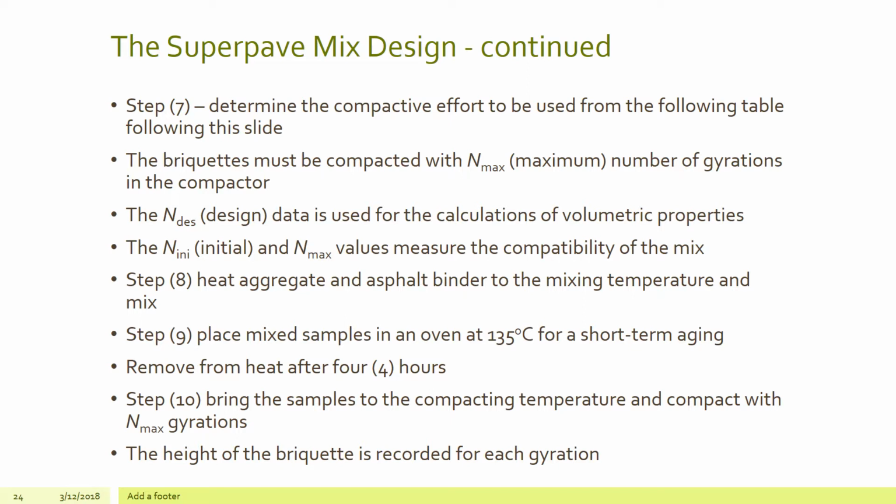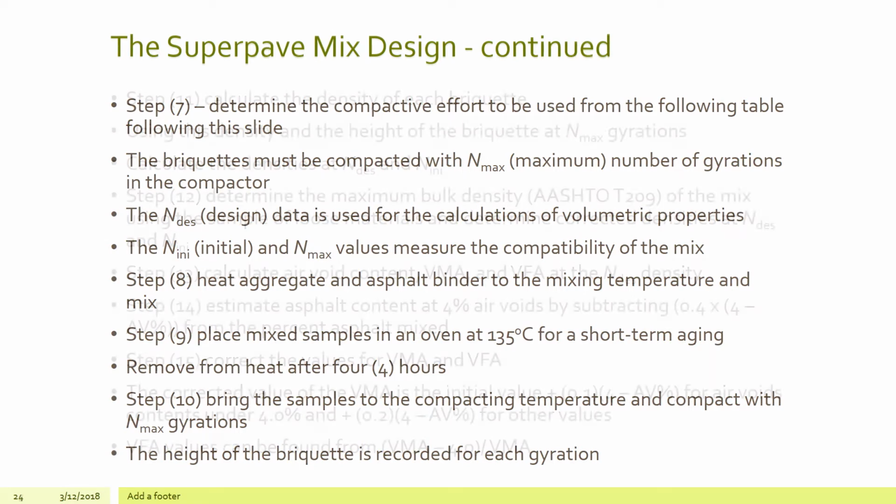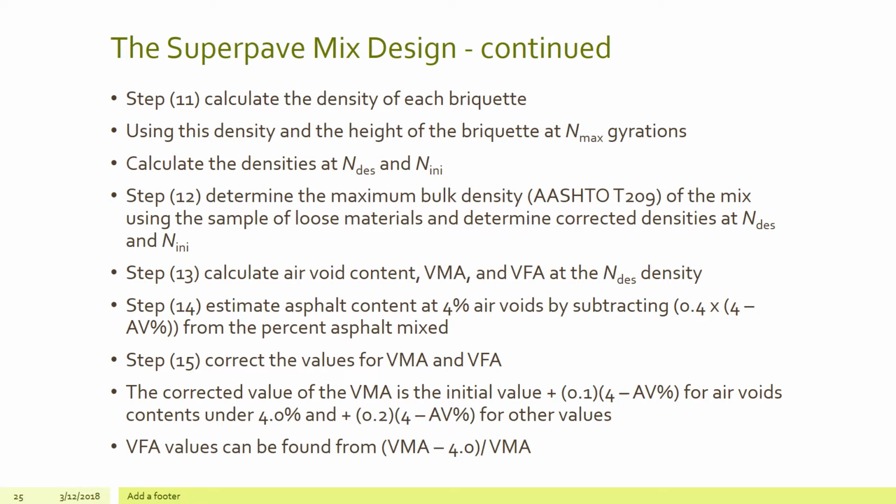We then place the mixed samples in an oven at 135 degrees Celsius for short-term aging, and we remove the heat after 4 hours. And then, of course, we bring the samples to the compacting temperature and compact with the N maximum gyrations that we are looking to meet. And of course, the height of the briquette is measured and recorded for each gyration. We then calculate the density of each briquette using the density and the height of the briquette at N maximum gyrations. Calculate the densities, of course, at the design and the initial.